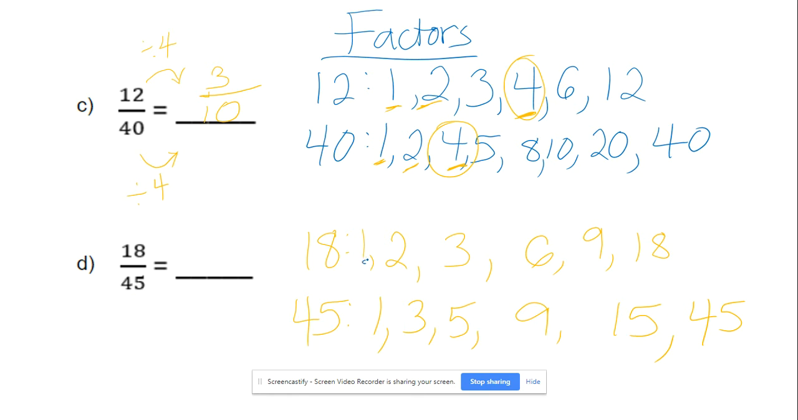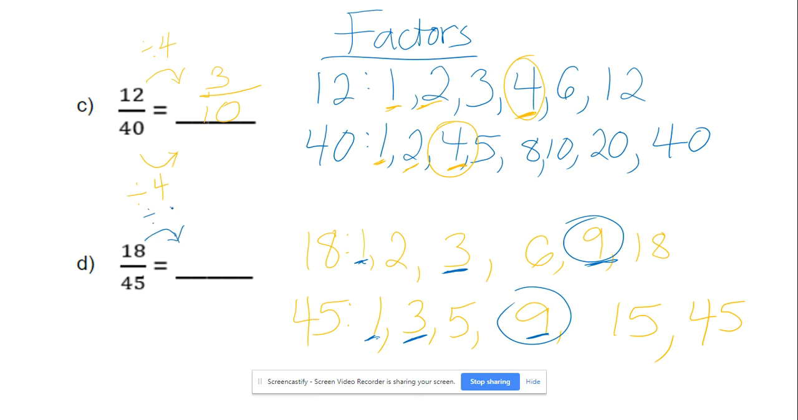All right, 1 is in both lists. 2 is not in both lists, but 3 is in both lists. 6 isn't, but 9 is in both lists, and 18 is not. So let's see which number is the biggest in both lists. 9 is the biggest number that's found in both lists. So we're going to divide by 9.